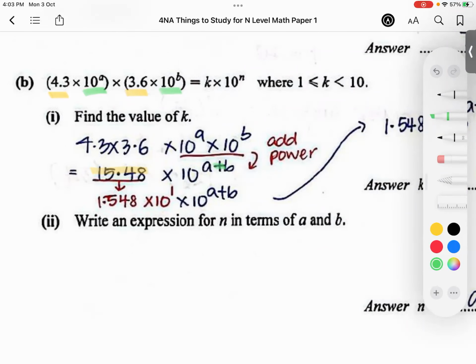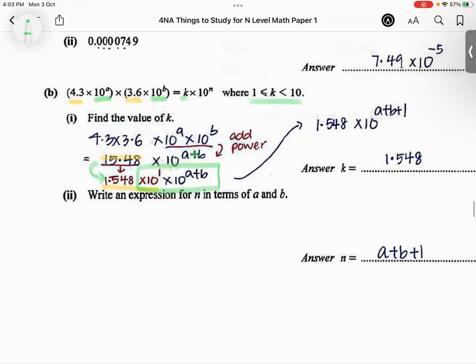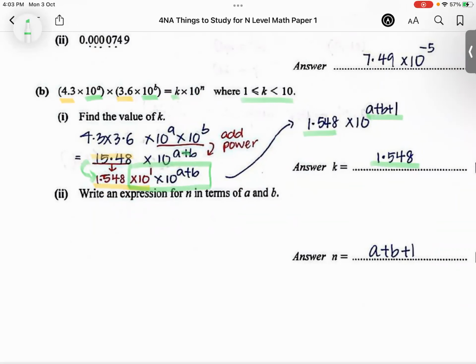The problem is they want K to be a number less than 10. This is already 15. So I need to change it to standard form, which is 1.548. 1.548 is not 15, so 1.548 times 10 gives me 15.48. Then powers again, we add the powers together. So the number K is just 1.548. Then the power is everything added together, A plus B plus 1.